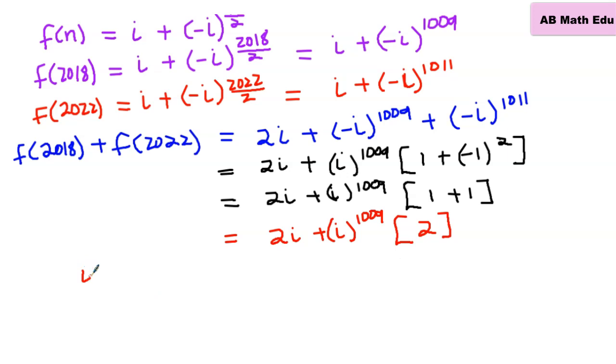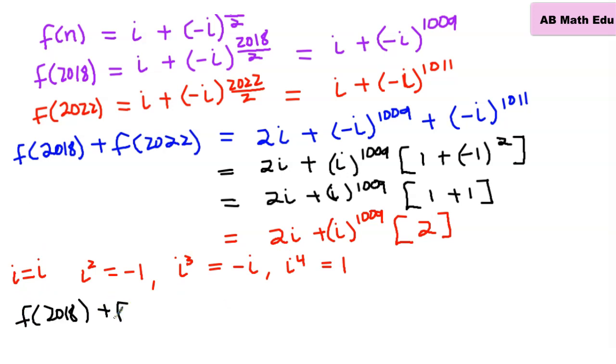Now we need to know something here. We know that i squared is equal to negative 1, i cubed is going to be negative i, and i to the first is equal to i. Then i to the fourth is equal to positive 1. So we can stick with i to the fourth. The multiples of 4 in 1000 are here, and we will get 252.